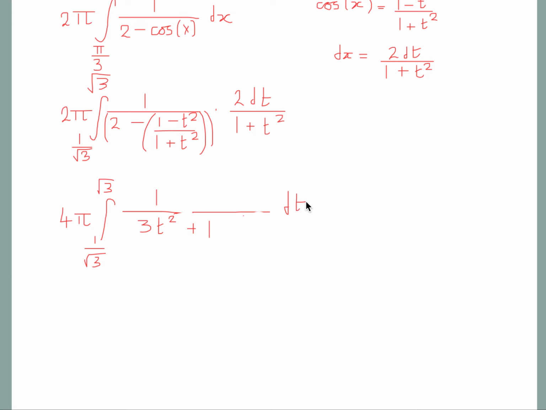So at this point, you should be quite happy because this is an integral which you should be familiar with. This is an integral of the form 1 over some constant times t squared plus another constant, which we should recognise as the arctan integral. So what we end up with is 4 pi times arctan of root 3t divided by root 3, and that's between root 3 and 1 over root 3.